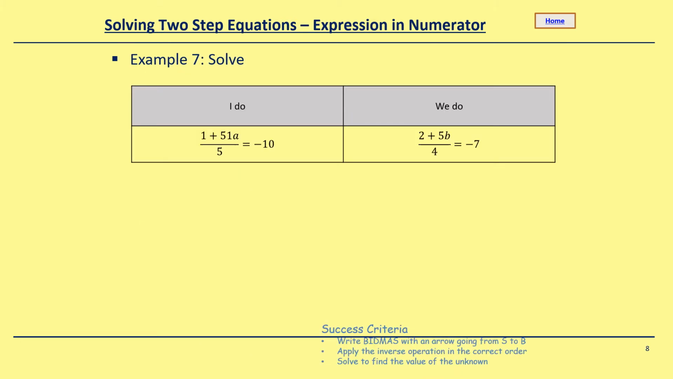This one here, 1 plus 51a over 5 equals negative 10. So multiply by 5. 51a plus 1 equals negative 50. Take away 1. 51a equals negative 51. Divide by 51. That gives you a equals minus 1.